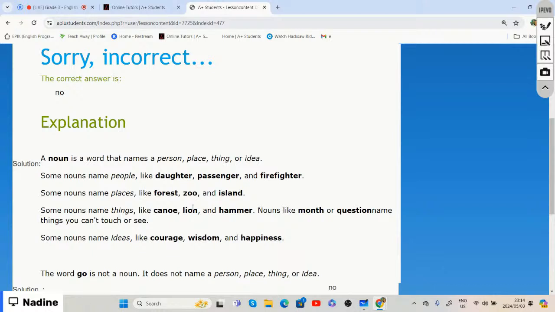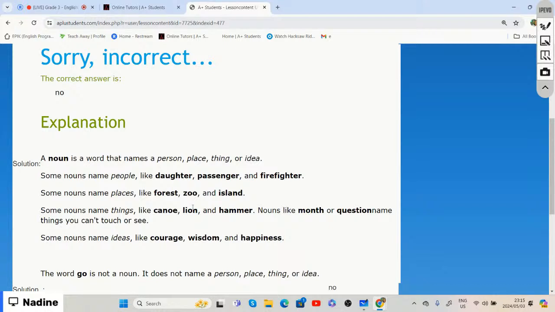And then they say nouns like month or nouns like question, right? It names things that you cannot touch or see, right? You cannot touch it, you cannot see it, right? And that is basically our nouns, right? When you're talking about month or question.